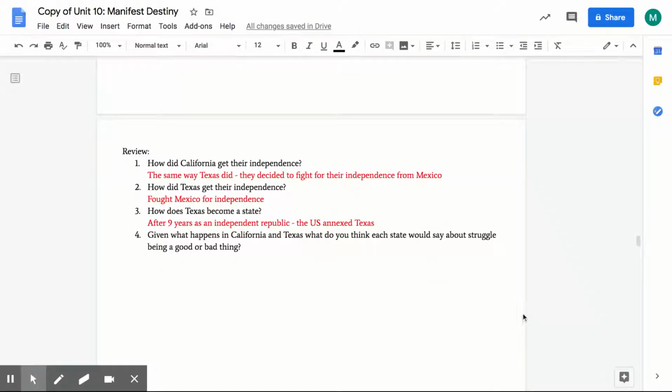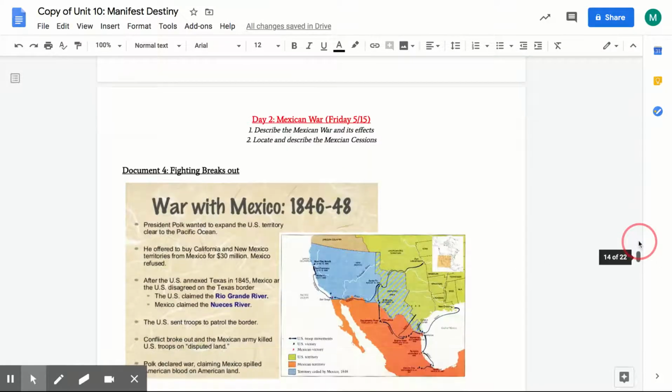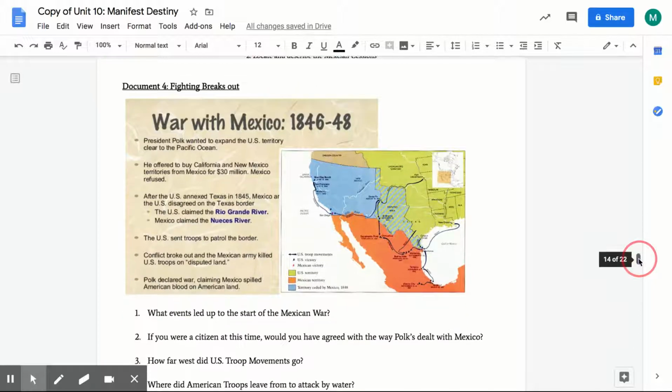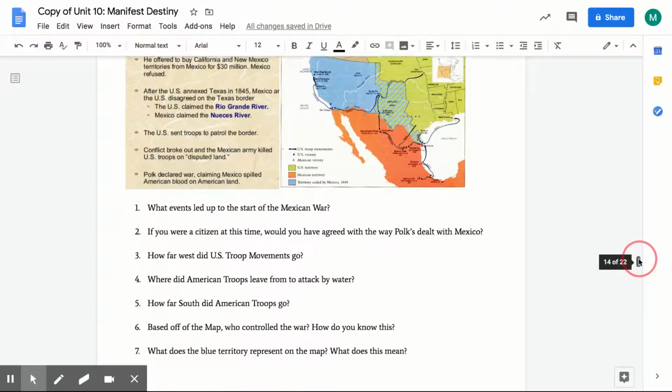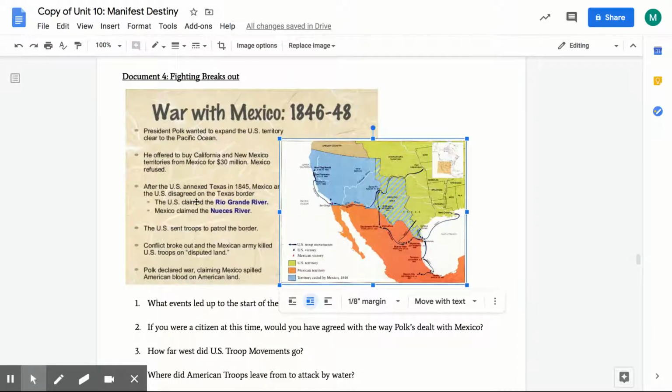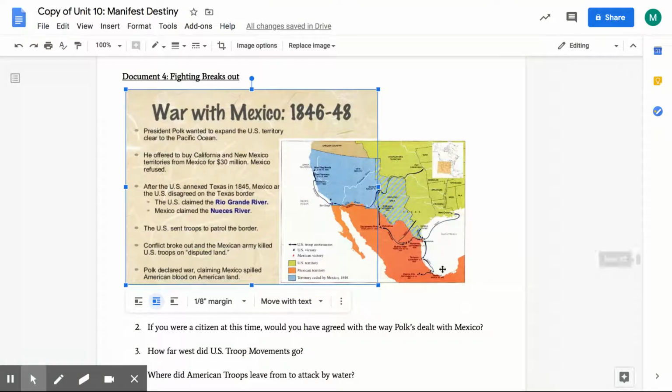Today we're going to talk about the effects. So quick review already happened here. Moving on down to day 2. So day 2, what you're going to hit today is the actual start of this war, what happens throughout the war, who wins the war, and what happens as a result of the war. So document 1 is about fighting breaking out. You're going to follow this map. I know this is really small, so if you need to make this bigger, you can just click on it and make it bigger. That's fine.